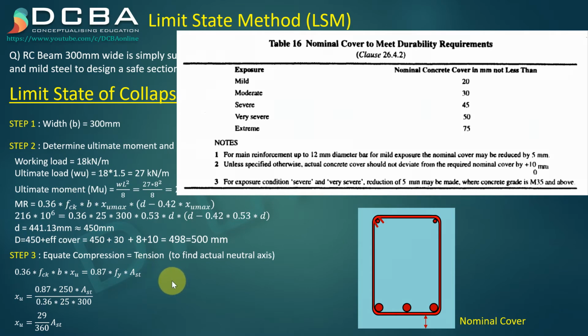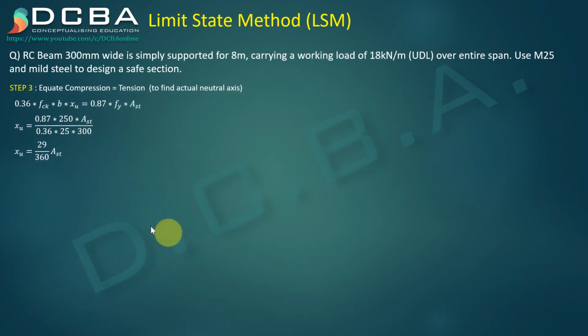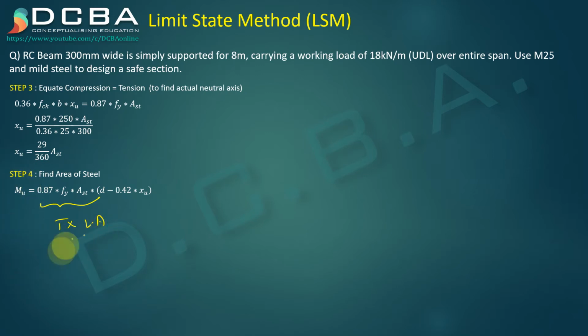Now what next? What we will do is find the area of steel. So 0.87 fy into Ast into (d minus 0.42 xu). What is this? T into lever arm, right? And I am equating my ultimate moment to that.